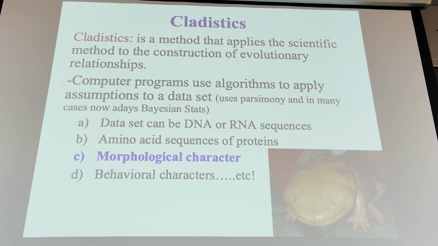Parsimony is easy to understand. Parsimony is the assumption that the simplest tree is right. My dad used to say, keep it simple, stupid, right? The simplest tree is the most correct tree. That's what parsimony is. I'll show you a slide of that in a second.